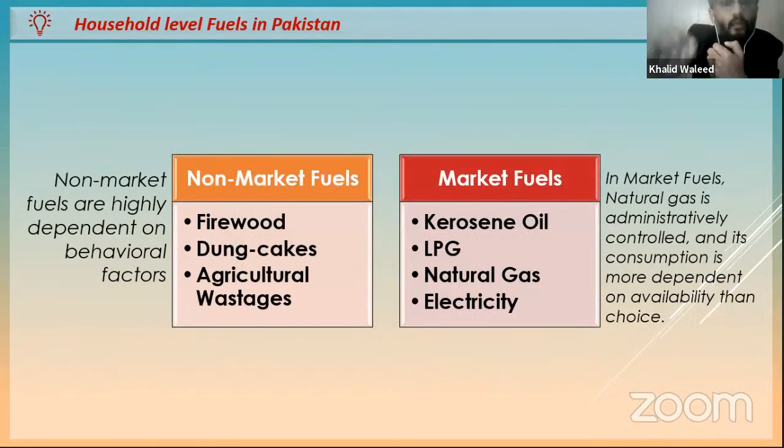There are two types of fuels in Pakistan: non-marketed fuels and marketed fuels. Non-marketed fuels are such fuels which highly depend on behavioral factors. They do not depend on market forces. These fuels are firewood, dung cakes, and agriculture wastages, whereas marketed fuels are kerosene oil, LPG, natural gas, and electricity.